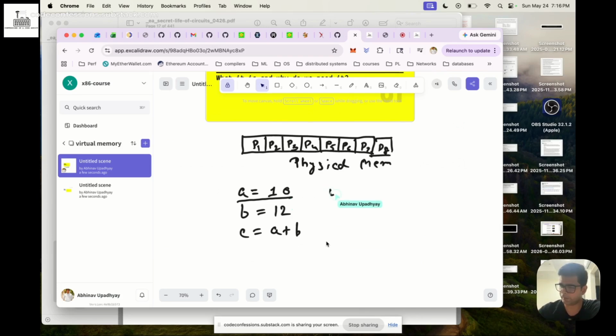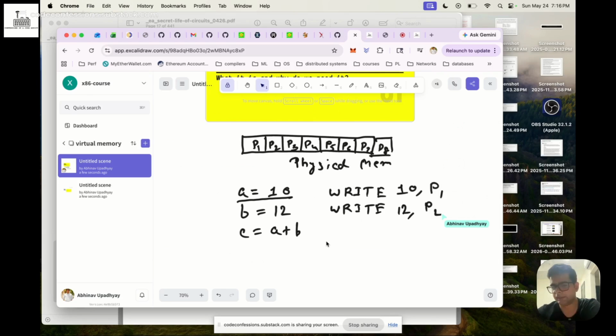So if we are writing the machine instructions ourselves, to write 10, we can hard code the address P1 itself. Similarly, for storing 12, we can hard code the address in the program itself. So the binary itself has the physical addresses hard coded. When the hardware starts to execute, it will simply write 10 into the physical address P1. This is all safe because only one program is running.